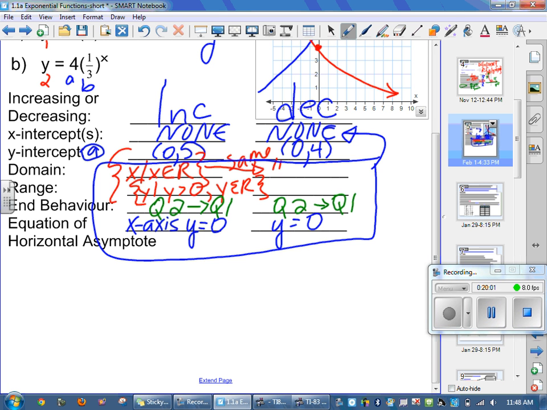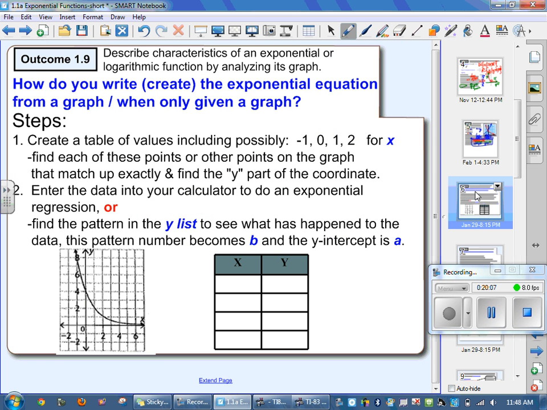Well, how are we going to create a graph or a table of values or an equation if we're only given a graph? There are strategies, and here are the steps to do it. If you've got a graph, you need to create a table of values using -1, 0, 1, and 2 for the X values. So I'm going to go to my table and put in -1, 0, 1, and 2.